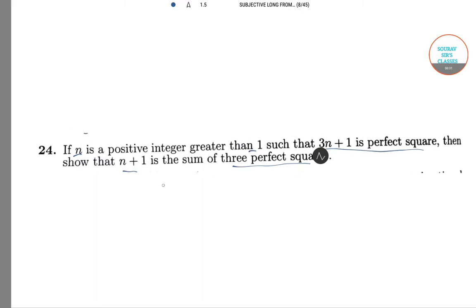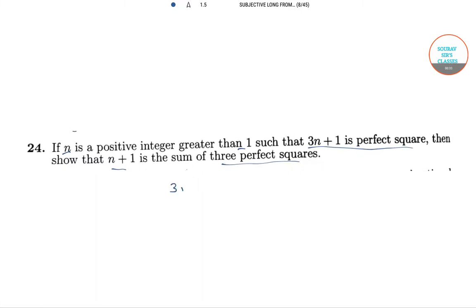Now, as 3n plus 1 is a perfect square, let us take 3n plus 1 equals a square. Now, a is not a multiple of 3, because if a is a multiple of 3, then a square should have been a multiple of 3. But here we can see that a square is not a multiple of 3, as 3n plus 1 cannot be divided by 3. So, a is not a multiple of 3.